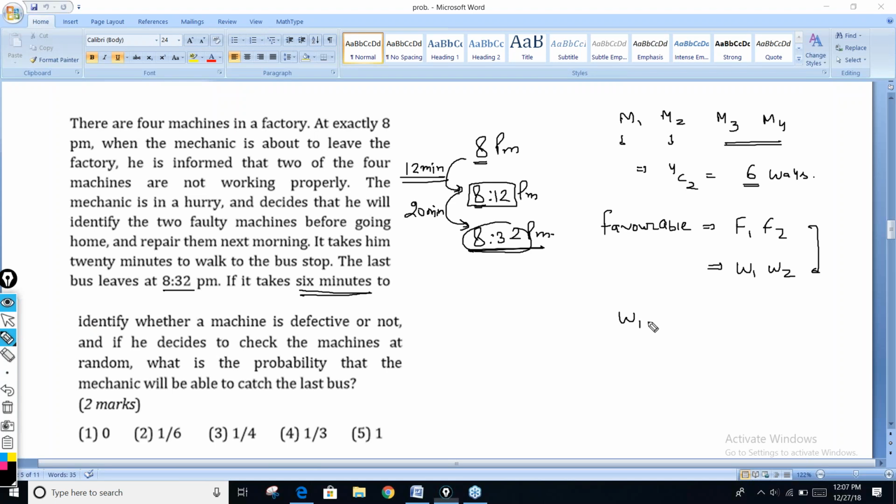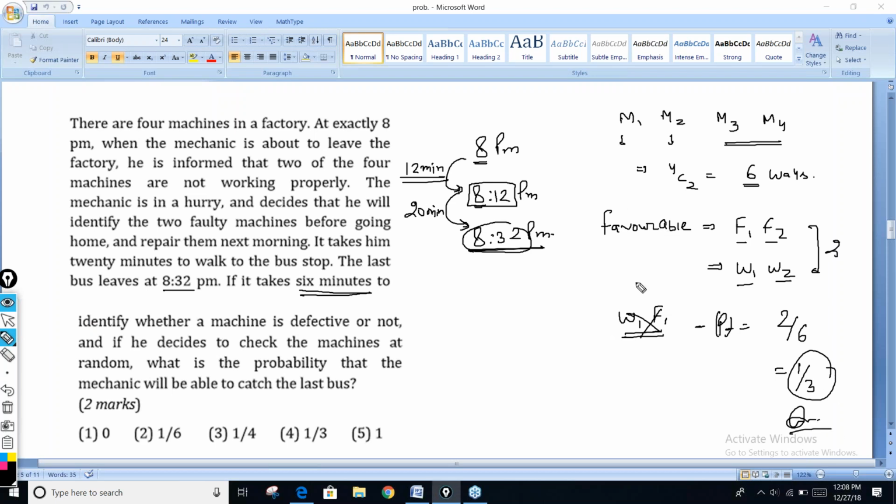If he selects one working and one faulty, then he cannot say which of the others is faulty. So he cannot identify the two faulty in this case, but he can identify the two faulty in the first case as well as in the second case. So favorable cases are 2 and total cases are 6. So what is the probability that he will be able to identify those two faulty machines? 1 by 3. That is the answer.